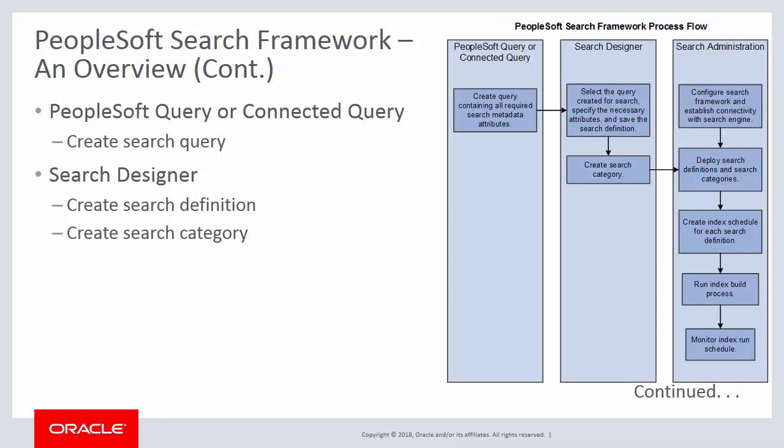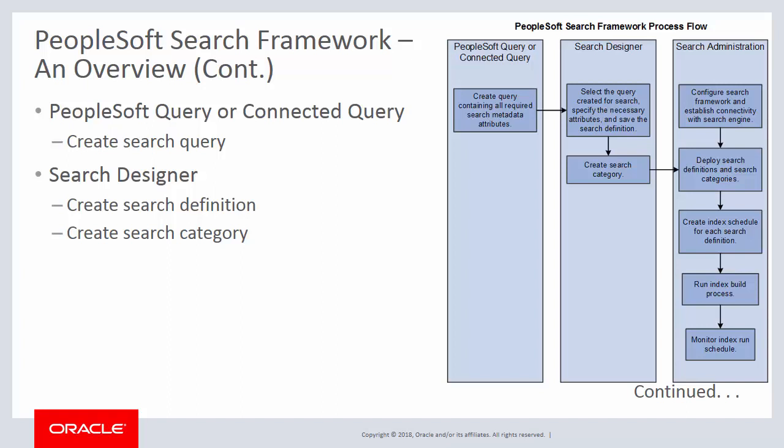You use the standard PeopleSoft query design tools, Query and Connected Query, to create a query. A query defines the scope of the application data to be indexed. The data returned by the query serves as the source data that the search engine crawls to create the search index. Please refer to the Query Online Help for instructions on creating a query. At this point, it is important to note that PeopleSoft Search Framework provides different types of search definitions, and not all of them are based on query or connected query. Later in this presentation, we'll discuss the different types of search definitions.